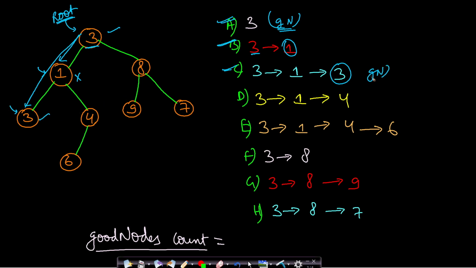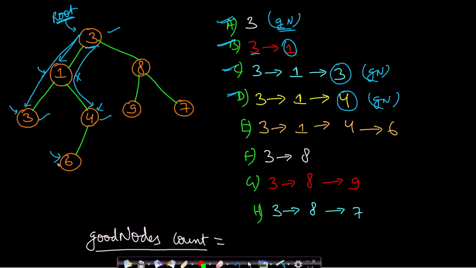Okay. Now let us look at this node 4. What is the path? It is 3, 1, 4. So in this path, in sequence D, 3, 1, 4, is there any node which is greater than 4 from root to current node? There is no node, right? So this is also a good node.